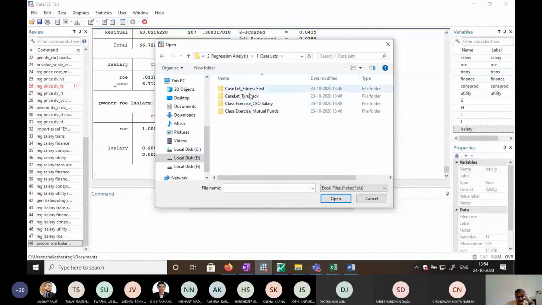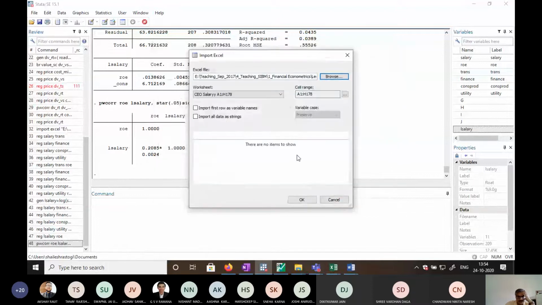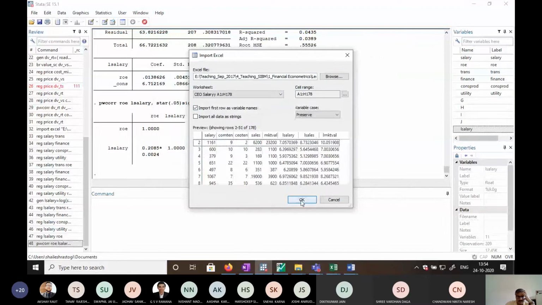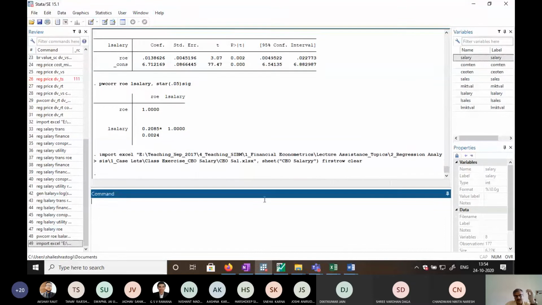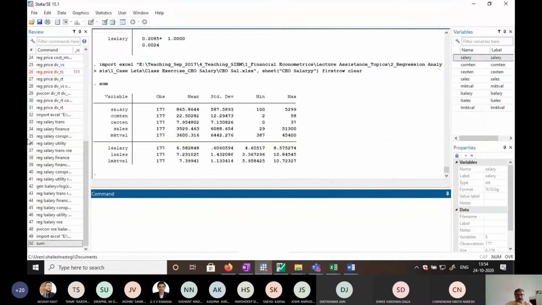So here we go with the case. Let's see CEO salary, and here it is. So I'll just select that, import first row as the variable name, and we can check that we have all the variables perfectly all right. Here also we can find out variables are shown.